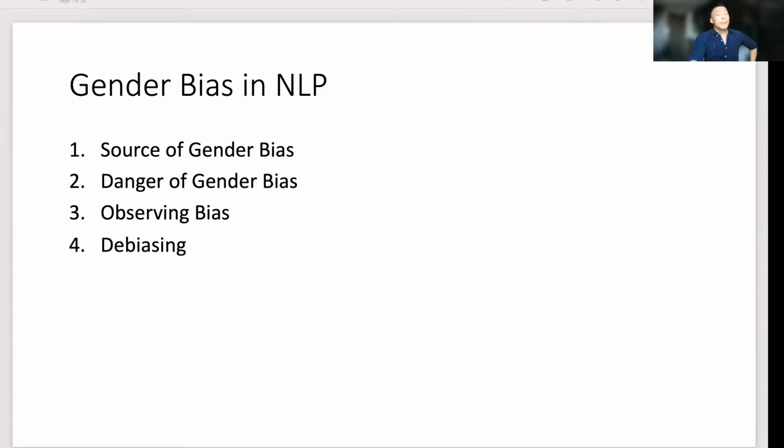Okay, so gender bias in NLP. There are four things that I'll address in this talk: the sources of gender bias, the dangers of gender bias, observing bias, and de-biasing in general. Since when has this become an issue? NLP has become more relevant to modern days probably 10 or 20 years ago. Before this, it was just a toy technology. We didn't see it in everyday life as much, but now we see it everywhere.